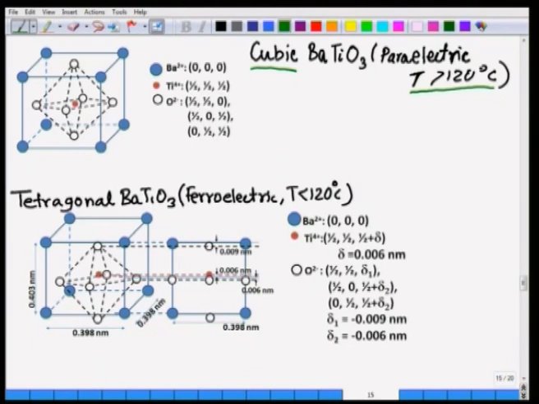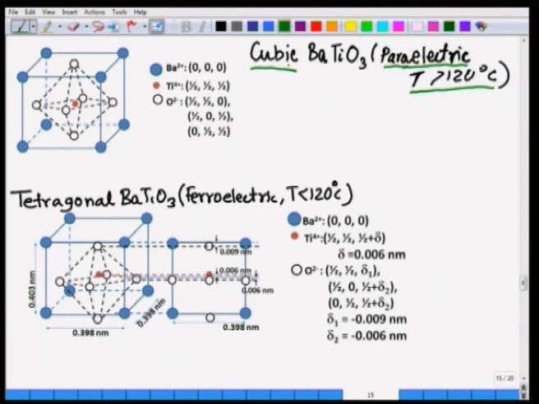Since this is not ferroelectric, we are calling it paraelectric, borrowing this name in much the same way as you have ferromagnetism and paramagnetism. A ferromagnetic material above some temperature called the Curie temperature turns into a paramagnetic material when it loses its magnetism. Similarly, at T greater than 120 degrees centigrade this material loses its ferroelectricity, hence we are calling it paraelectric in the same analogy, because it is cubic.